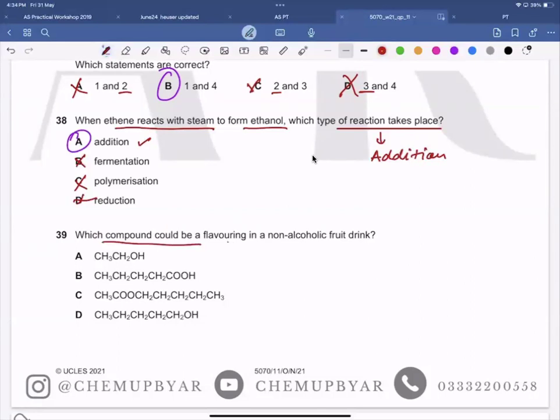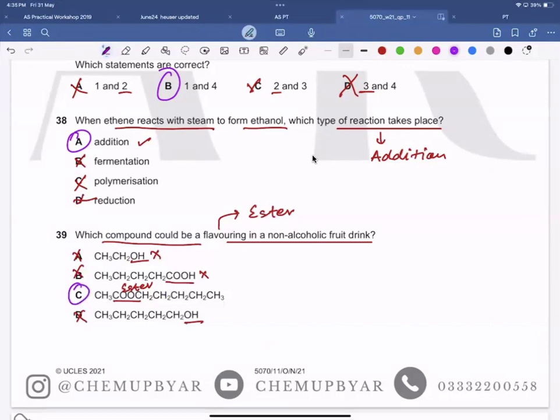Which compound could be a flavoring in a non-alcoholic fruit drink? So for that kind of flavor, what do we need? Esters. So it's an alcohol. It's an acid. Acid can't be used as a flavoring. If you see, this is an alcohol, so D goes wrong. And if you see over here, it's an ester. So C is the correct answer. Okay, is this clear to all of you?